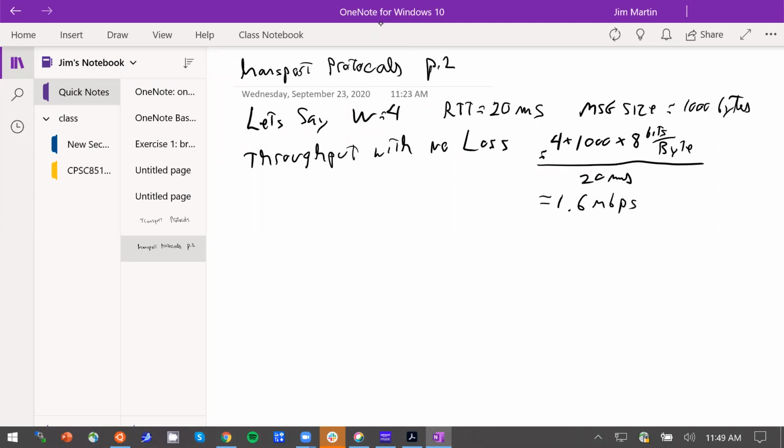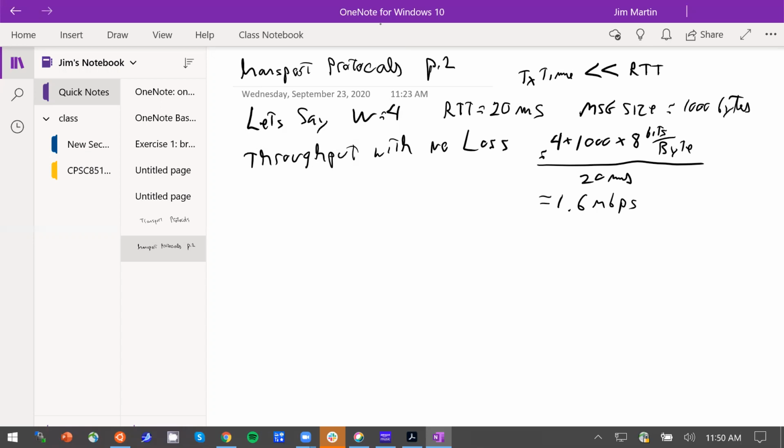Okay, so let's say we have a scenario where our transport protocol now uses a window of 4 messages. So it's allowed to send 4 messages back to back, and then it has to stop and wait for ACKs to come back. And let's say that the round trip time is 20 milliseconds, and we'll say that the TX time is much smaller than the round trip time. That's sort of a critical assumption, which greatly simplifies things. And for the most part, it's normally true.